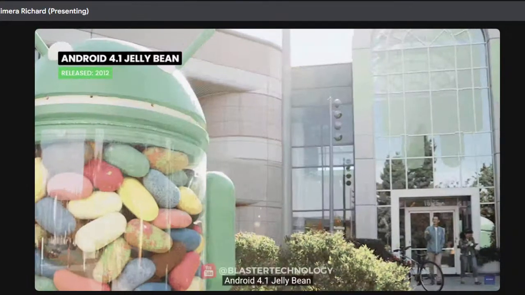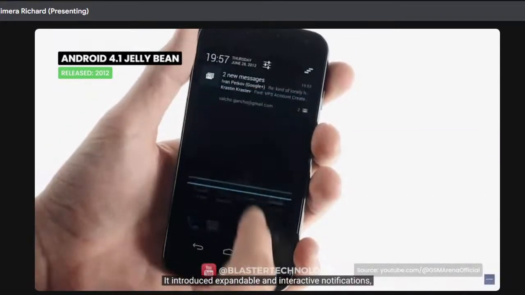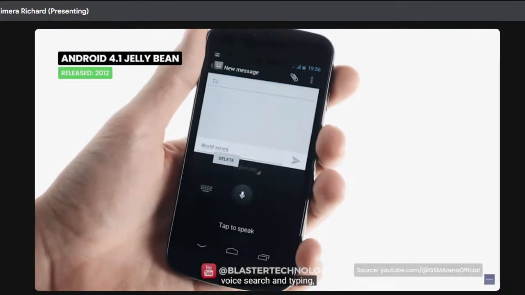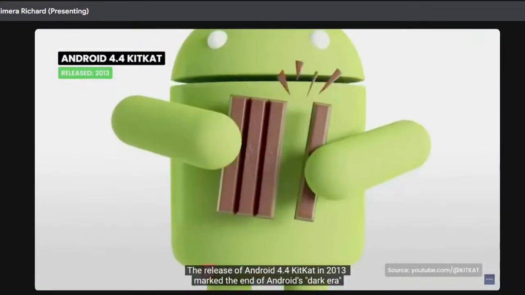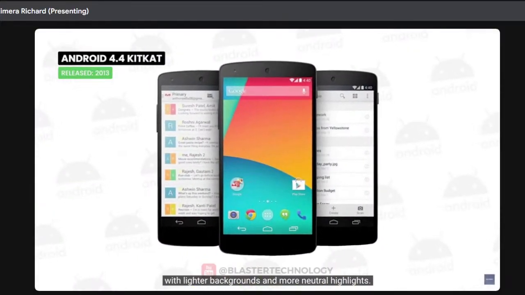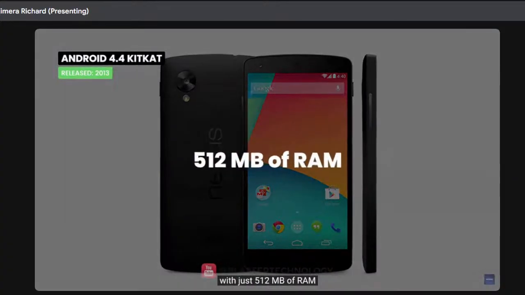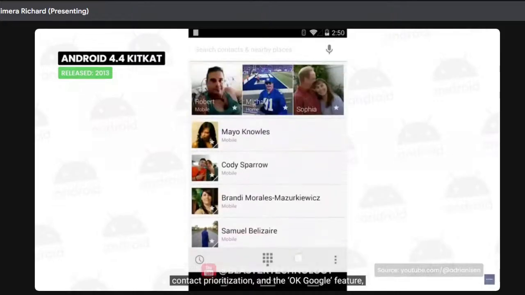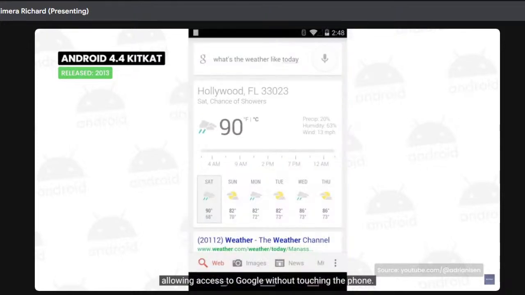Android 4.1 Jelly Bean was launched with Google Digital Assistant technology accessible from the home screen. It introduced expandable and interactive notifications, Google Now, greater widget flexibility, voice search and typing, lock home screen rotation support, and more. The release of Android 4.4 KitKat in 2013 marked the end of Android's dark era with lighter backgrounds and more natural highlights. This version was optimized to run on smartphones with just 512 MB of RAM and brought new features like screen recording, contact prioritization, and the OK Google feature, allowing access to Google without touching the phone.